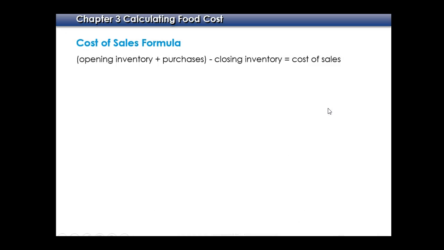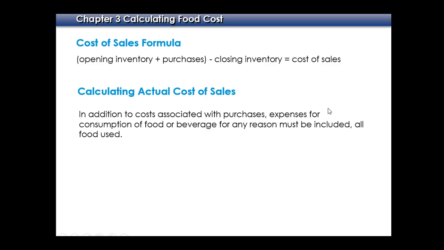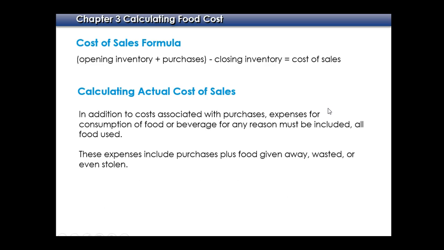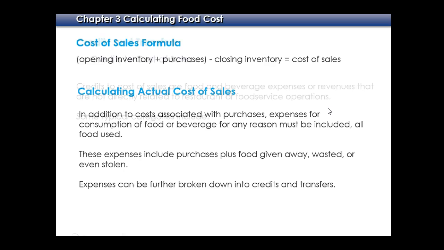So as a review, we did talk about this. Opening inventory plus purchases minus your ending inventory will give you your cost of sales. Now, when you talk about the actual cost of sales is when you're bringing in all that other stuff that's not associated with the selling of the food. So this will include food given away, wasted, stolen, but they can also get broken down even further into credits and transfers. These are a little bit different than the credits we talked about from your vendor.